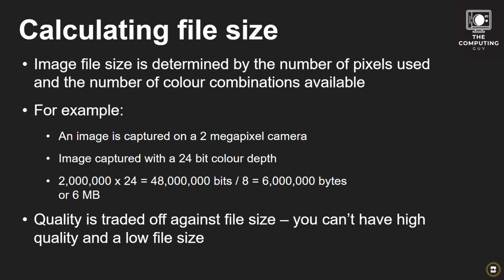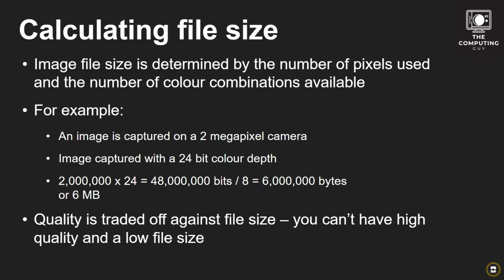Now, for us to find the file size, we'll need to do 2 million times 24, and that will give us 48 million. The 24 being the bit color depth, and the 2 million being the pixels in the image resolution of a 2 megapixel camera. Now, for us to find out what that is in bytes, we need to divide by 8 because there's 8 bits in a byte. So 48 million divided by 8 gives us 6 million bytes, which is also equivalent to 6 megabytes.